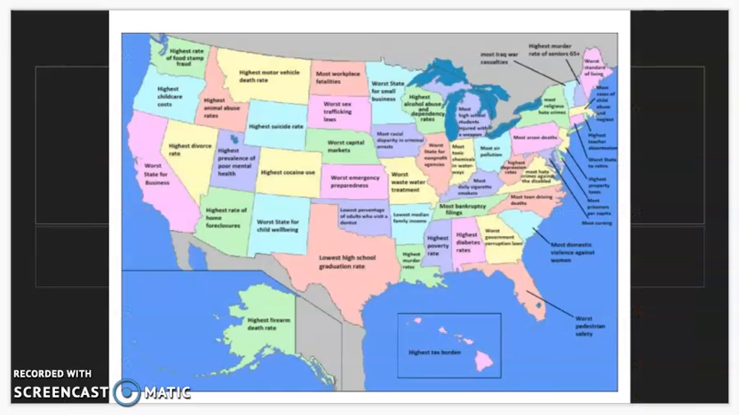Another map of the US. This one is telling us what your state is the worst at. Minnesota is the worst state for small businesses. Texas has the lowest high school graduation rate. You got Montana, highest motor vehicle death rate. So this is what each state is the worst at.